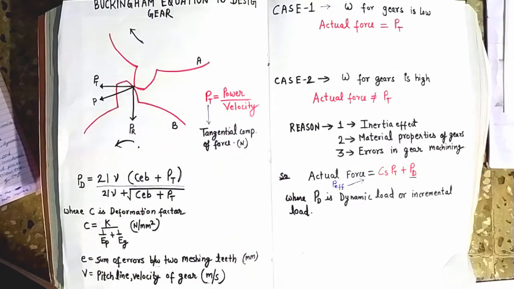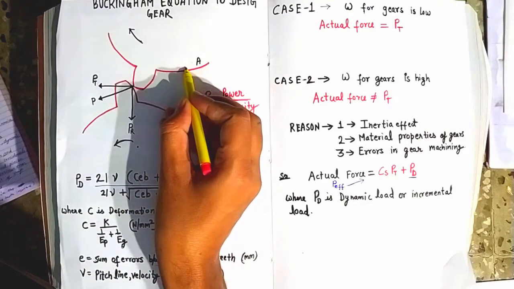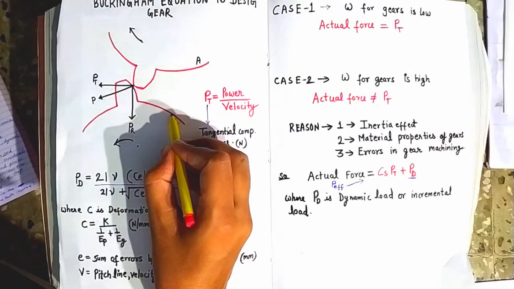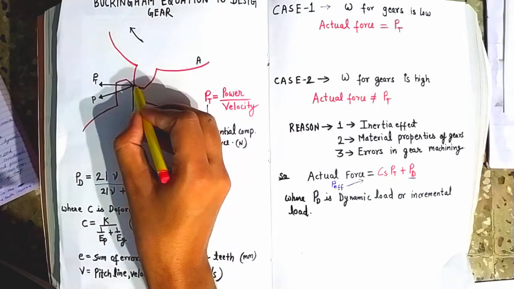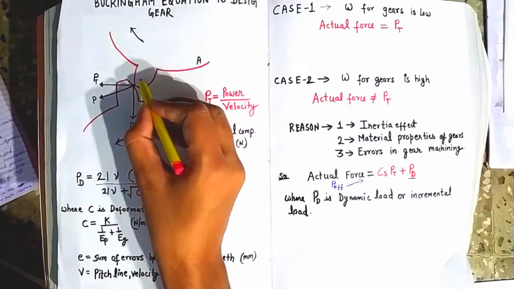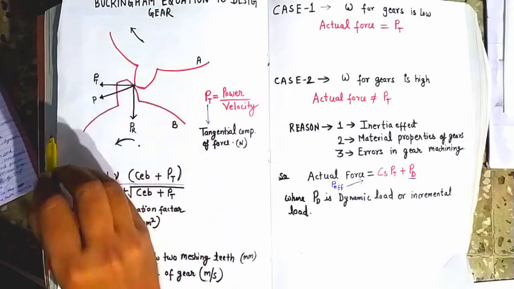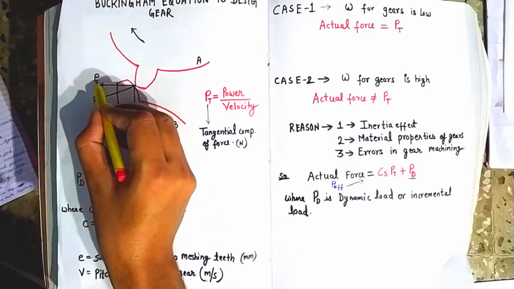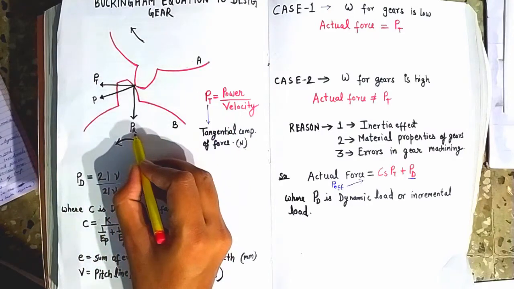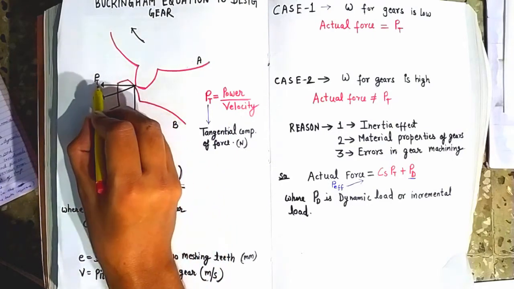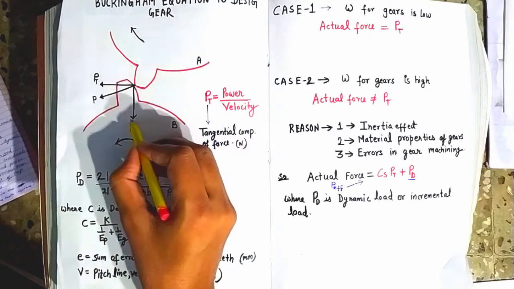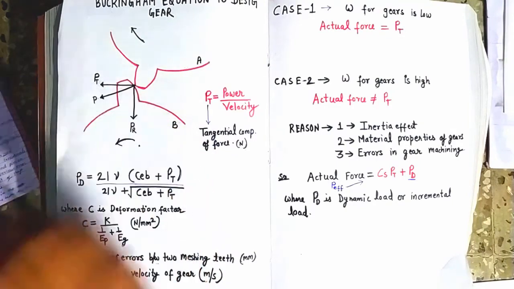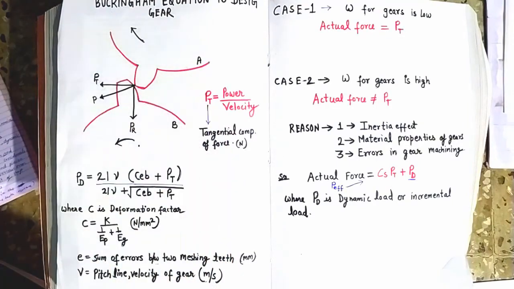Okay friends, in this figure we can see that gear A is the driving gear and gear B is the driven gear, and the tooth of gear A is making contact with the tooth of gear B, so there will be a force acting between these teeth, which is denoted by P. Now this force P is resolved into two components, PT and PR. Here PT is the tangential component of the force and PR is the radial component of the force. These two components are obtained after resolving the force P into two mutually perpendicular directions.